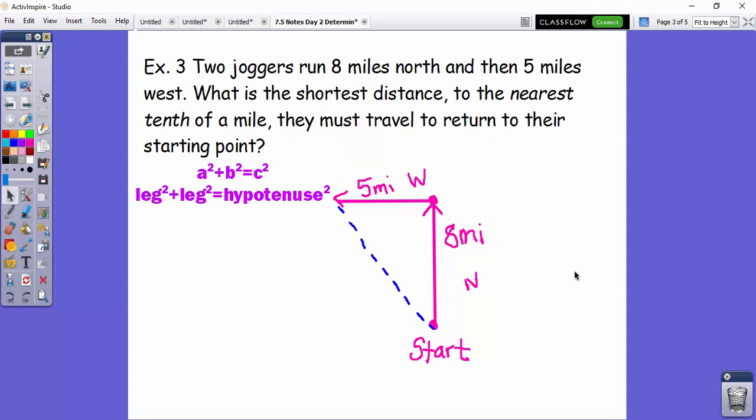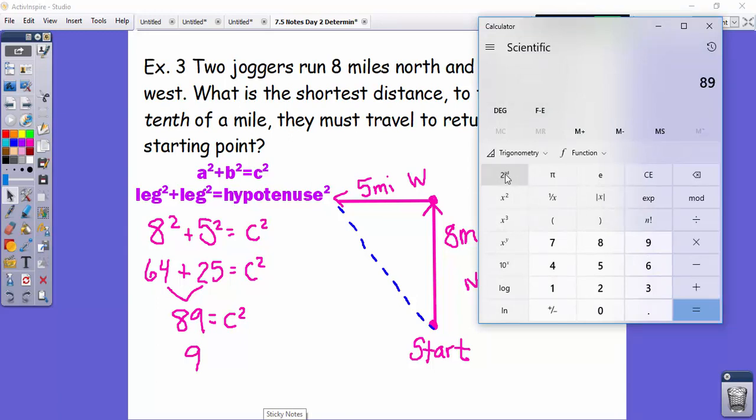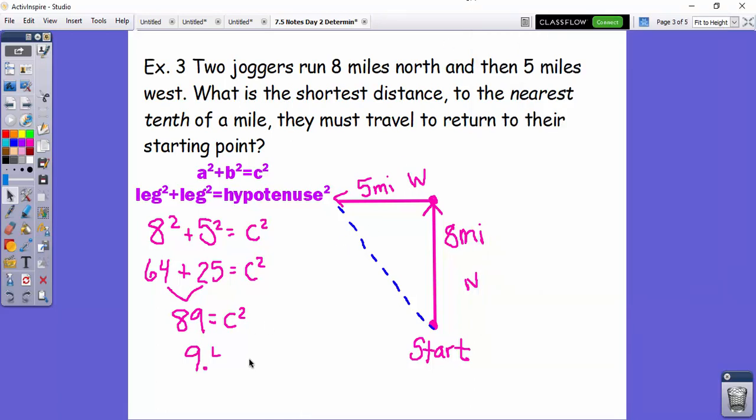So I'm going to use the Pythagorean theorem again, leg squared plus leg squared. My legs are 8 squared plus 5 squared equals c squared. 8 squared, 8 times 8 is 64, plus 5 squared, 5 times 5 is 25, equals c squared. Add 64 and 25 and you get 89, which equals c squared. We want to know just c, so we take the square root of 89. The square root of 89 is 9.433, and it said to the nearest tenth, so that would be 9.4. So this shortcut distance is 9.4.